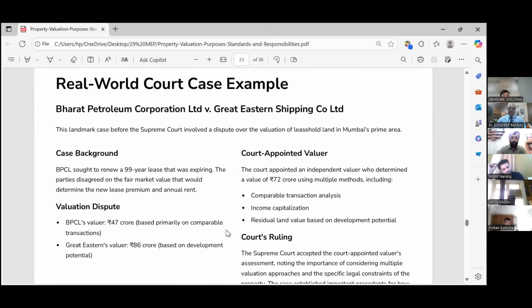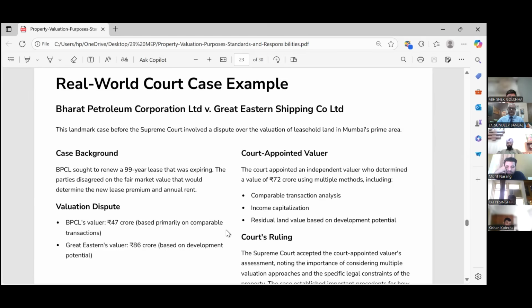So we'll be taking a real-world court case example, Bharat Petroleum Corporation Limited versus Great Eastern Shipping Limited. This landmark case before the Supreme Court involved a dispute over the valuation of leasehold land in Mumbai's prime area. The case background is that BPCL sought to renew a 99-year lease that was expiring. The parties disagreed on the fair market value that would determine the new lease premium and annual rent.